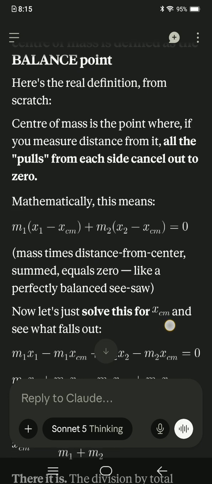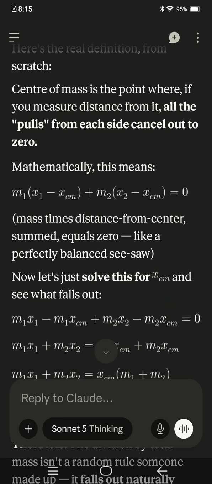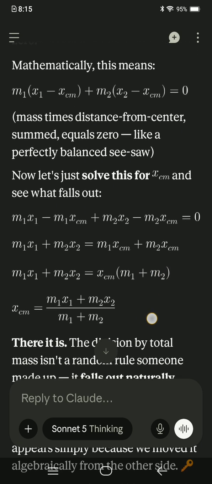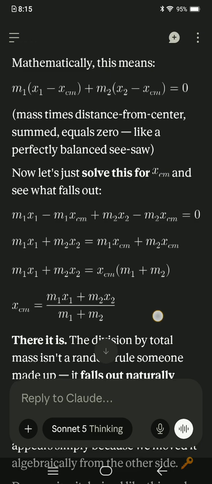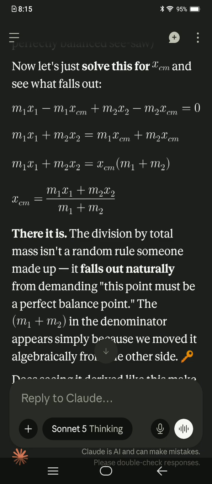Mathematically, this means m1(x1 minus xcm) plus m2(x2 minus xcm), and so on, whatever mass times distance from center, summed, equals 0, like a perfectly balanced seesaw. Now let's solve this for xcm, the center of mass, and see what falls out. So there it is. You can see the calculation.